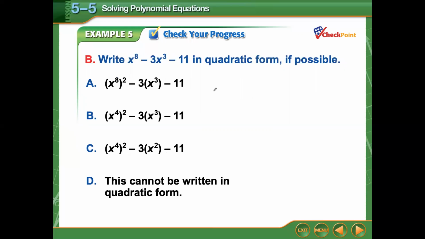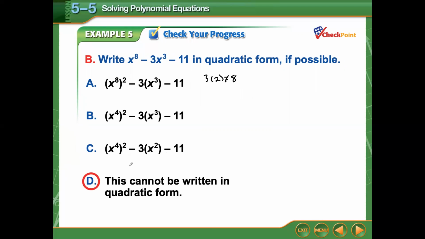All right, pause the video and answer this question. All right, well, working this out, we see that 3 times 2 does not equal 8. So that means my answer is D, cannot be written in quadratic form.